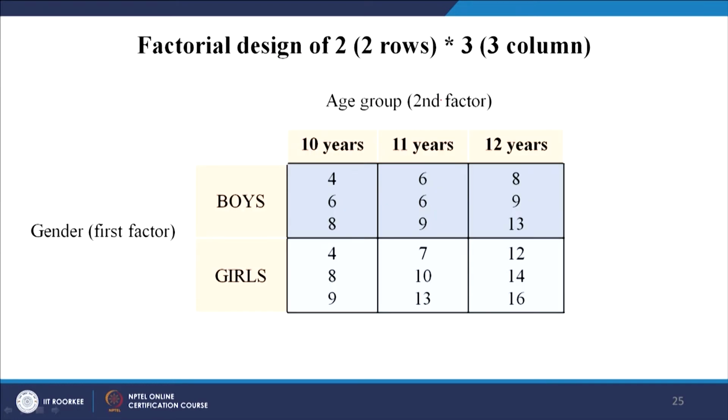Age group you see 10, 11, 12, gender boys and girls. Now, taking the total cells, boys in the age group of 10 were 3, boys in the age group of 11 were 3, boys in the age group of 12 were 3. Similarly, girls also 3, 3, 3. So, how many is the total? The total n is equal to 3 plus 3 is 6, plus 3 is 9, plus 3 is 12, plus 3 is 15, plus 3 is 18. So, the total is 18.